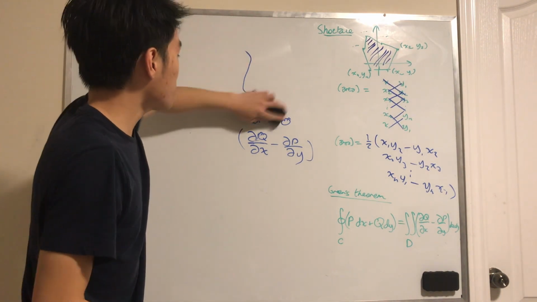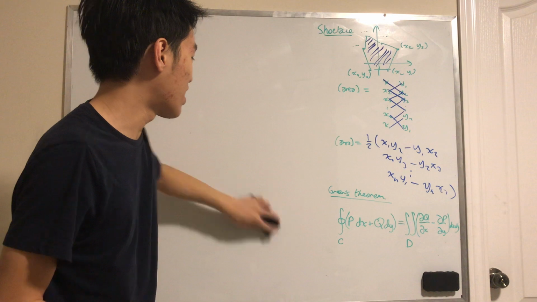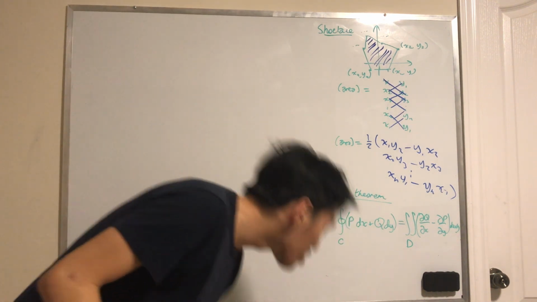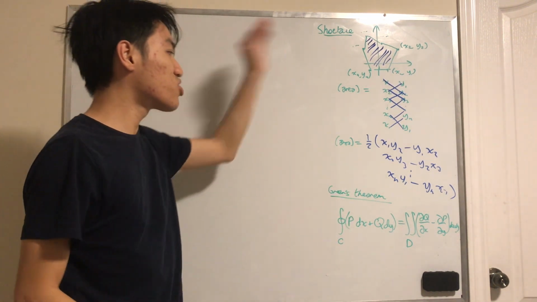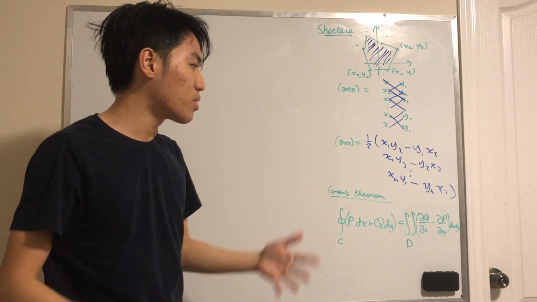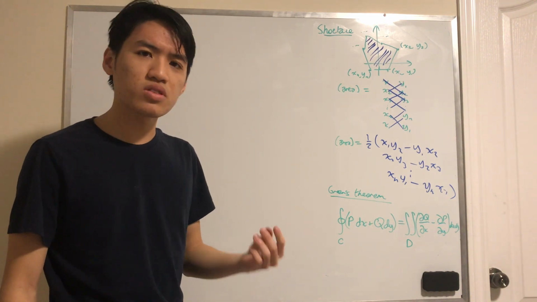Okay, so that's enough of that. Enough of a tangent. Let's move on. So that's the shoelace theorem, that's Green's theorem. Let's put them together. Put them together how?